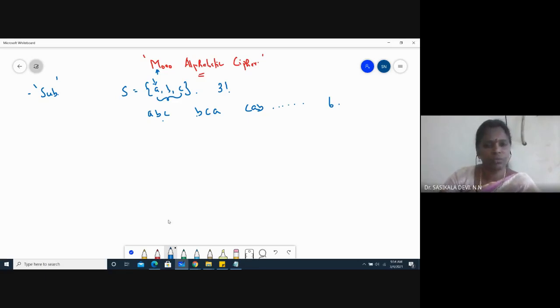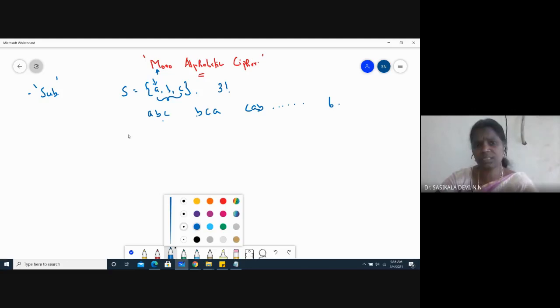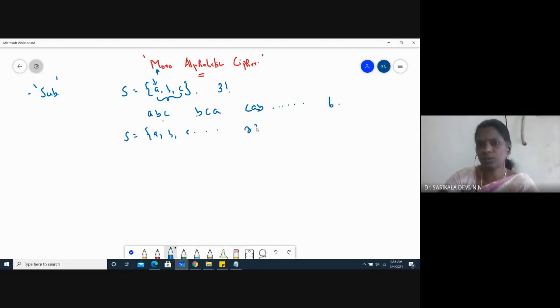But if you take the English alphabet, it's a set of 26 characters: A, B, C, and so on. How many unique permutations are possible? There are 26 factorial permutations possible. 26 factorial is a very large number, on the order of magnitude of 10 to the power 26. So this is very large.